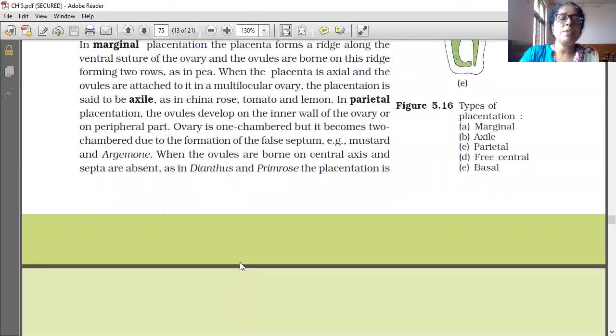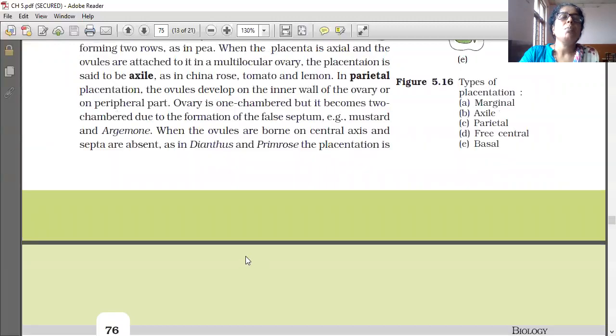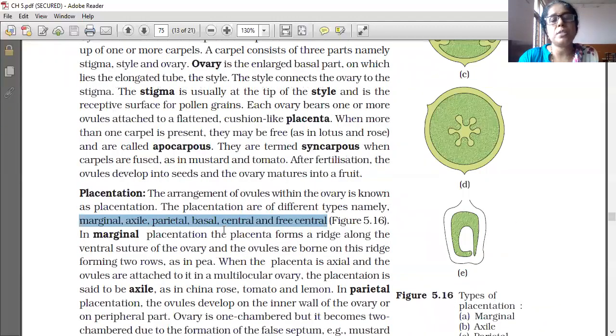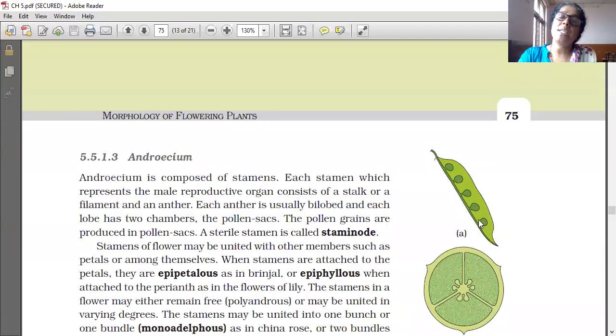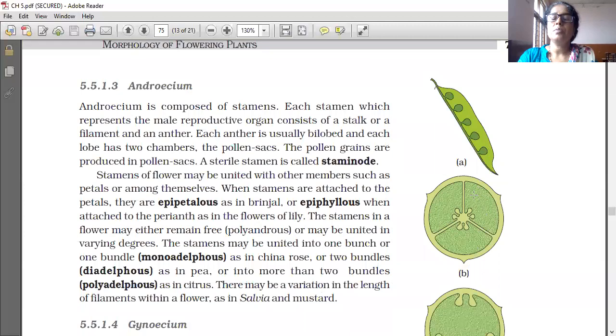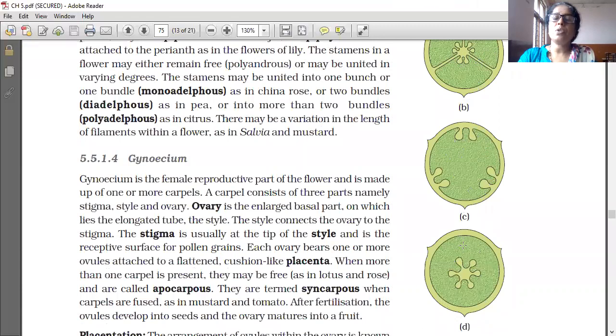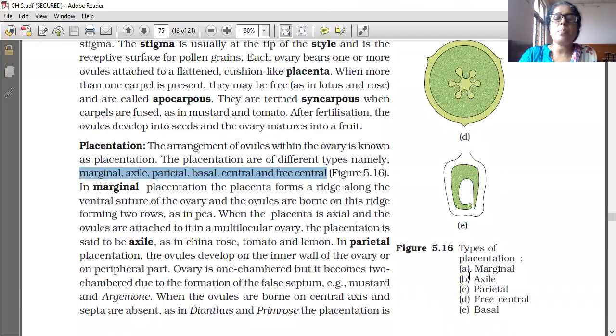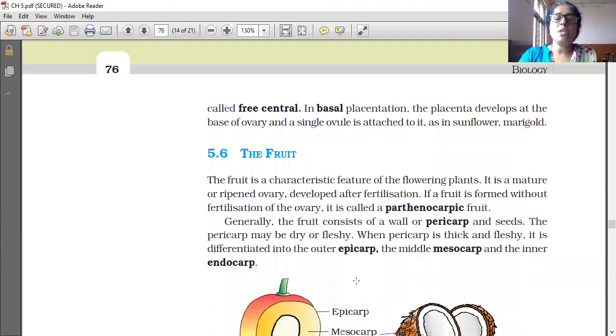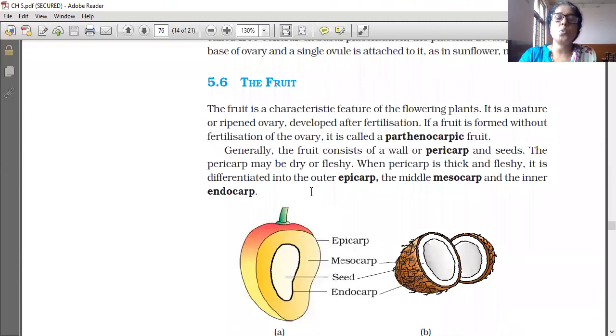Then we had placentation. Placentation is also asked many times. There are five types of placentation, and nice diagrams are given. Marginal placentation, slides also I will show you, axial placentation, parietal placentation, free central placentation, because it is not joined to the ovary wall, and basal placentation. The last topic we covered in this session is fruit.